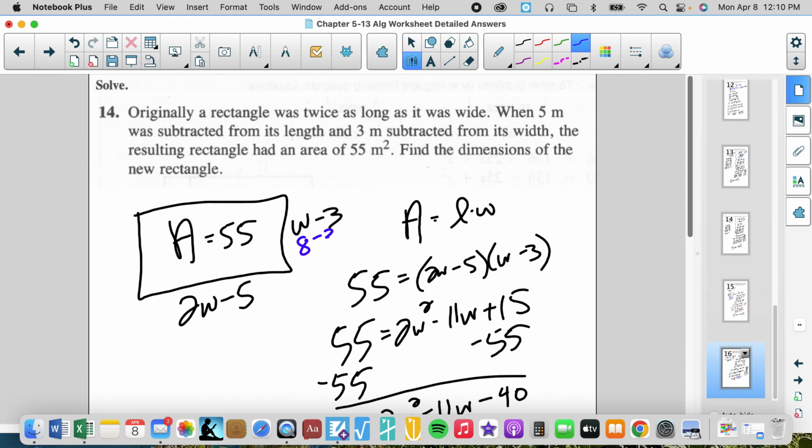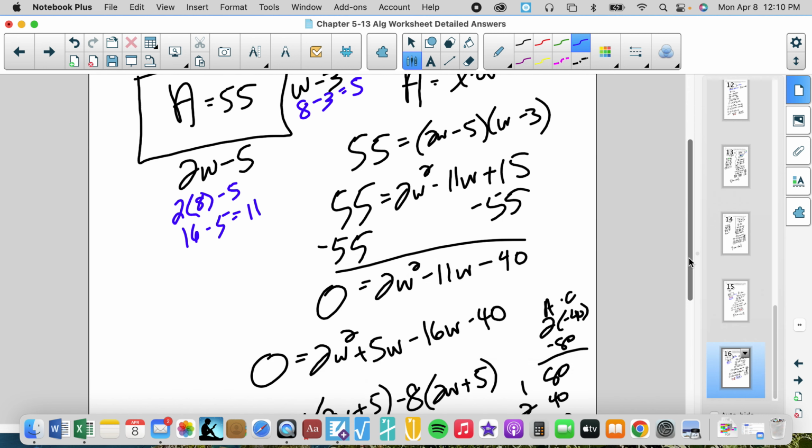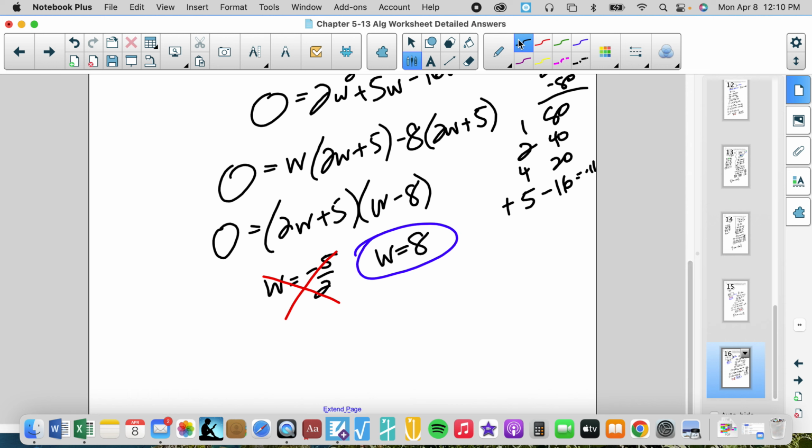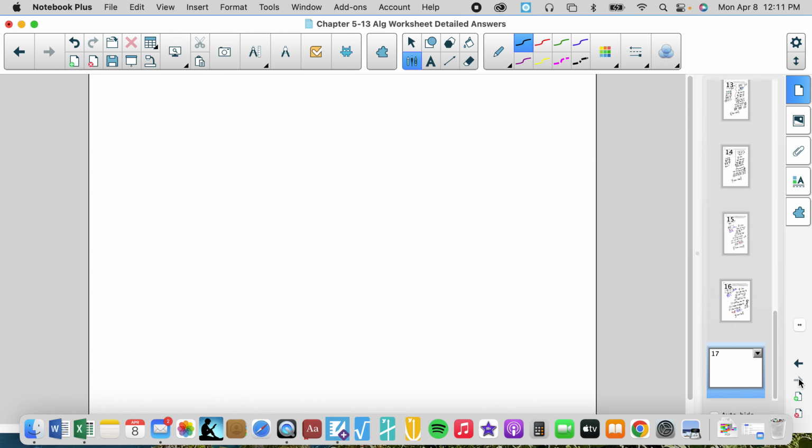So 8 minus 3 equals 5. 2 times 8 minus 5 is 16 minus 5 is 11. So we have 5 and 11, and we are in meters. So the dimensions are going to be 11 meters by 5 meters. These are really good problems. So there is where we use factoring to help us with word problems.